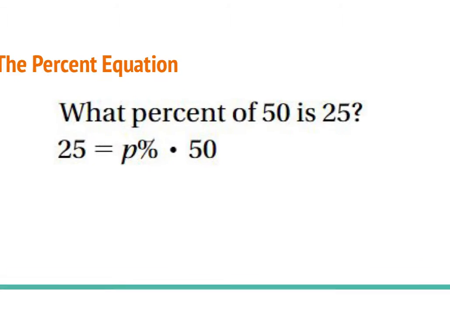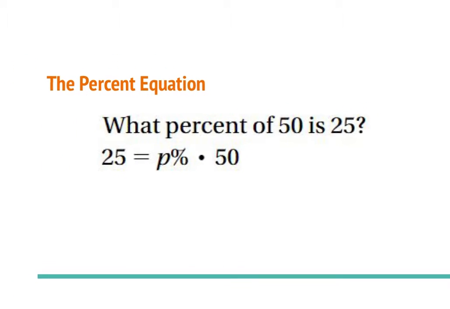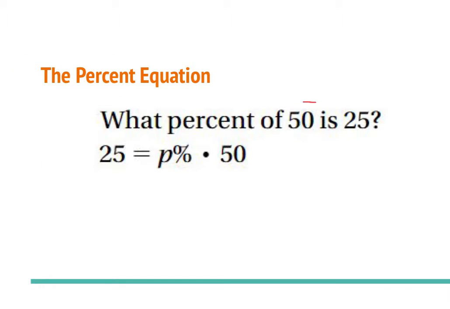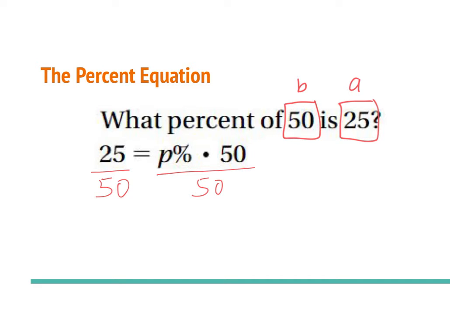So what percent of 50 is 25? Again, B is 50, that's the whole part. 25 is the part of the whole that we're trying to figure out the percentage of. So we set up our equation like this. Now all we do is divide both sides by 50, and we're going to end up with 25 divided by 50 is 0.5 equals, these 50 cancel, and it's P%.